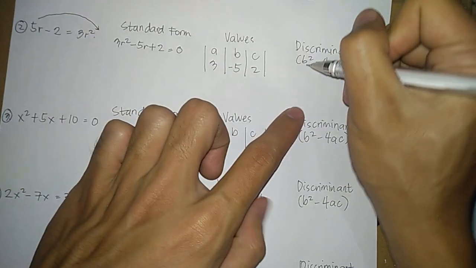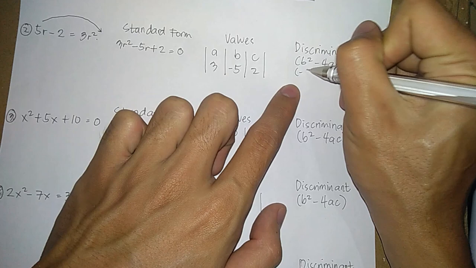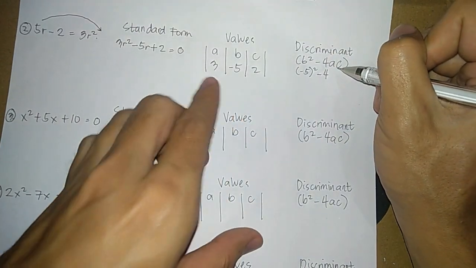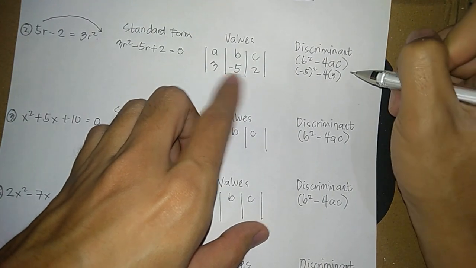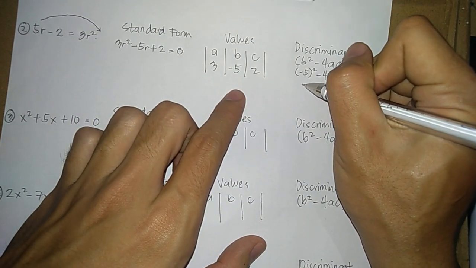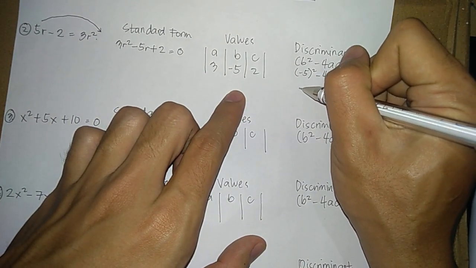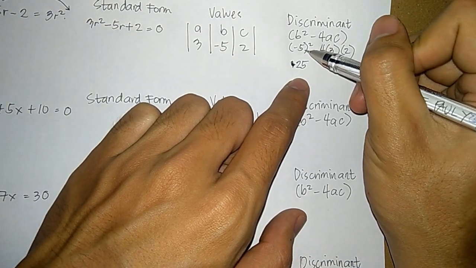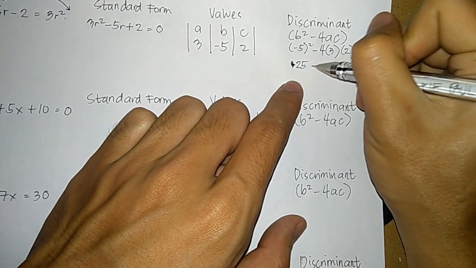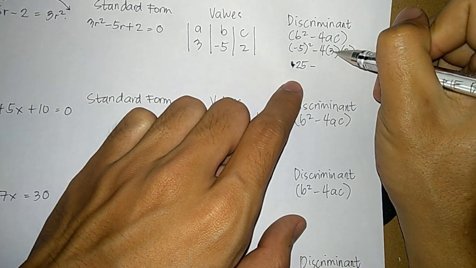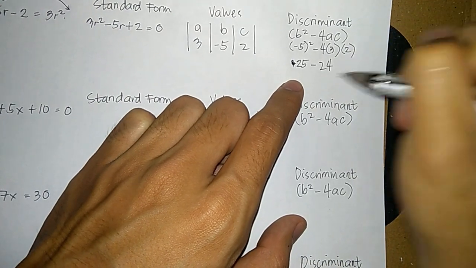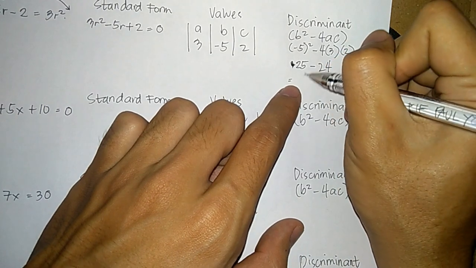So, gawin natin yung discriminant niya. Negative 5 squared minus 4. Value ng a is 3. And then, value ng c is 2. So, negative 5 times negative 5 is equal to positive 25. And then, minus 4 times 3 is 12. And then, 12 times 2 is equal to 24. So, yung sagot is 1.